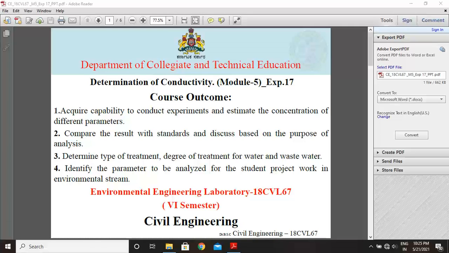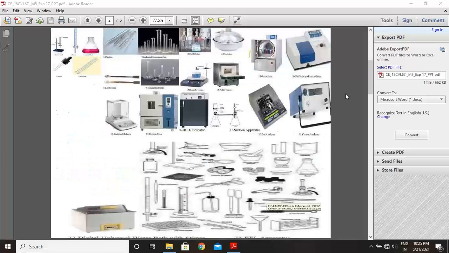Title of subject is Environmental Engineering Laboratory and the subject code is 18CVL67. This comes in 6th semester of civil engineering department or branch. These are the apparatus or instruments regularly used for environmental engineering experiments. If you want to conduct any experiments of the given titles, you use these apparatus. So that's why you should remember the apparatus and equipment names first.